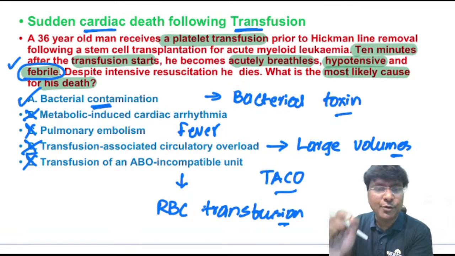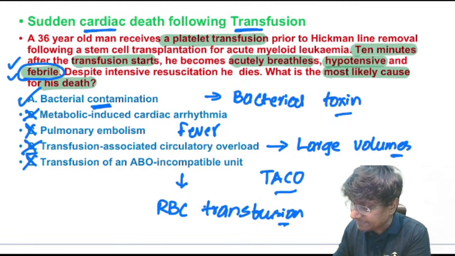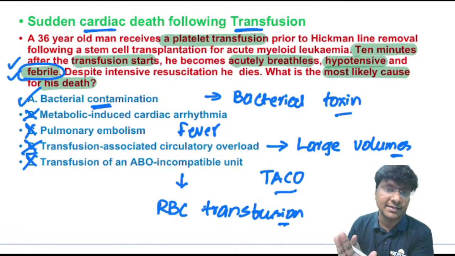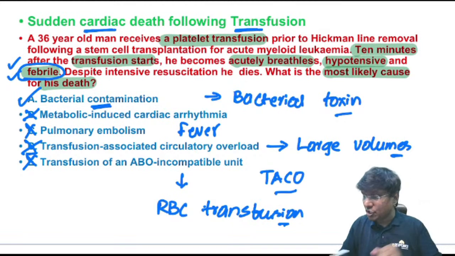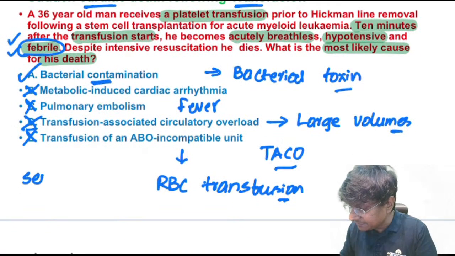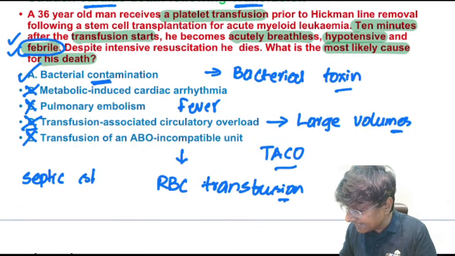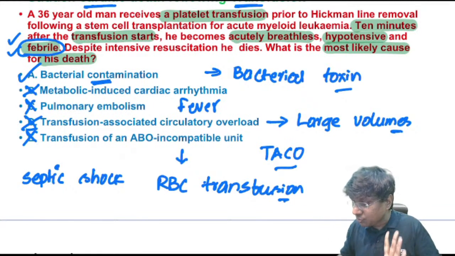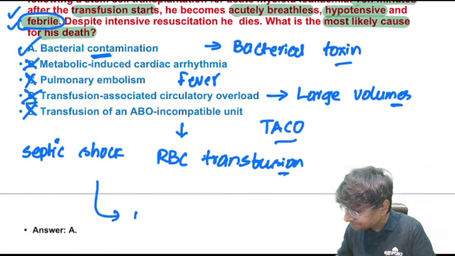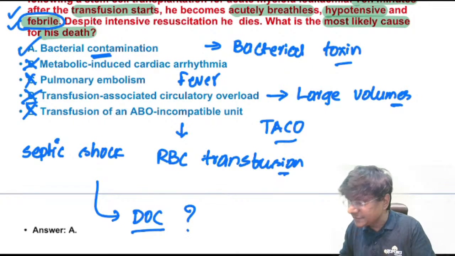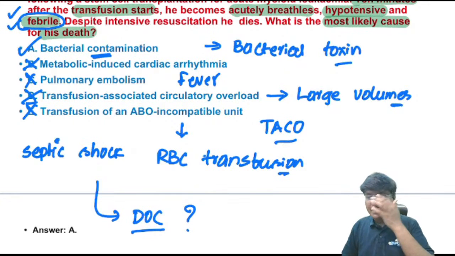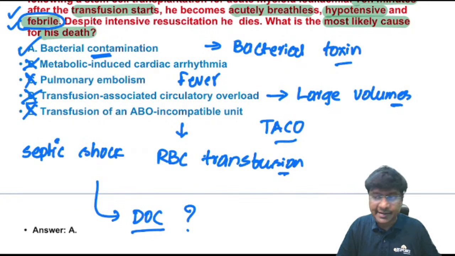So what is one important point telling you it is a bacterial contamination? That is febrile. And what do you think is the type of shock here now? The patient has developed septic shock and finally the patient had expired. Now what do you think is the drug of choice for septic shock, apart from antibiotics?